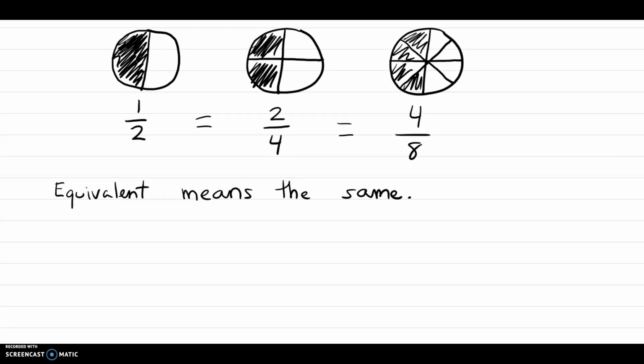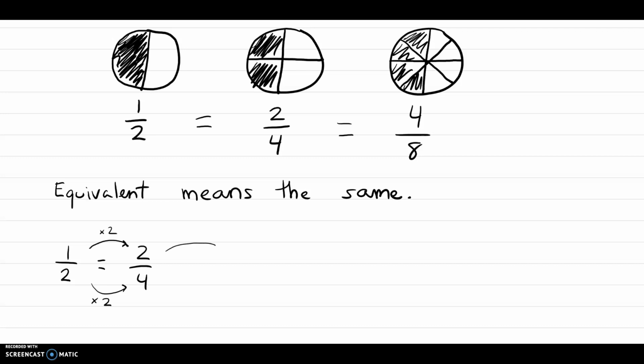To find equivalent fractions, you generally multiply. So let's take a look at 1/2 and 2/4. Ask yourself, what number do I multiply by 1 to get 2? You would do 1 times 2 to get 2, and then 2 times 2 to get 4. So to make an equivalent fraction, we're just multiplying by the same number on top and bottom.